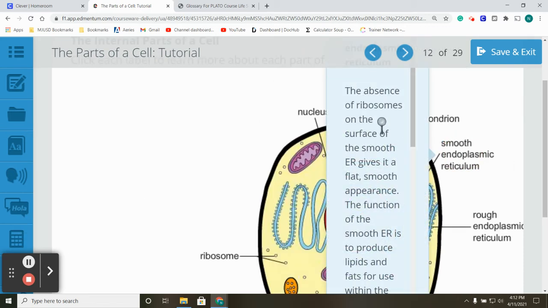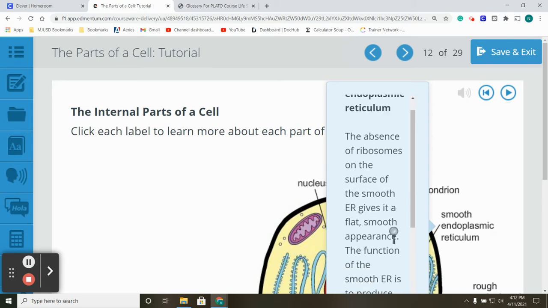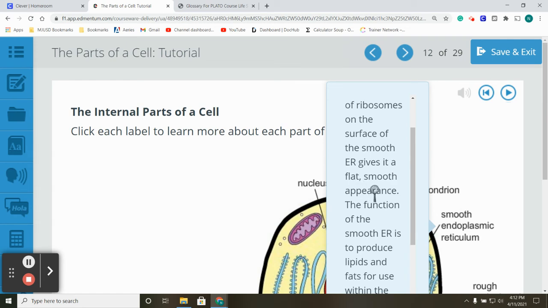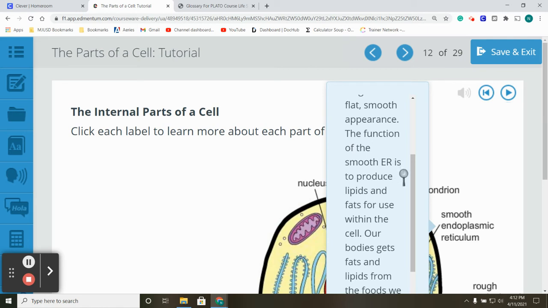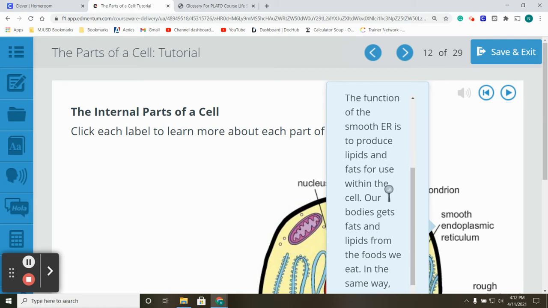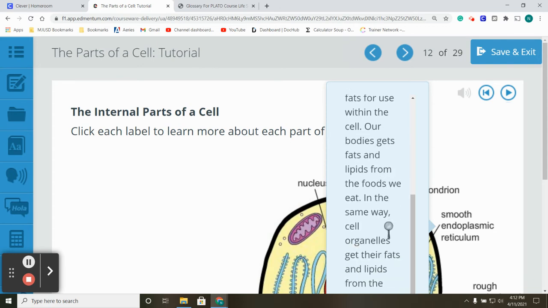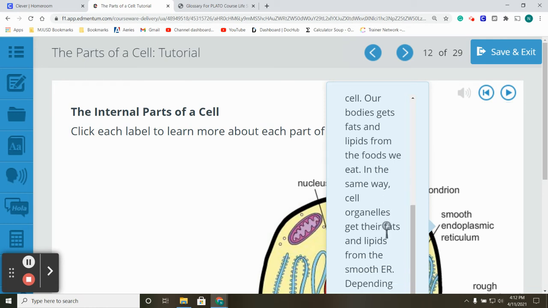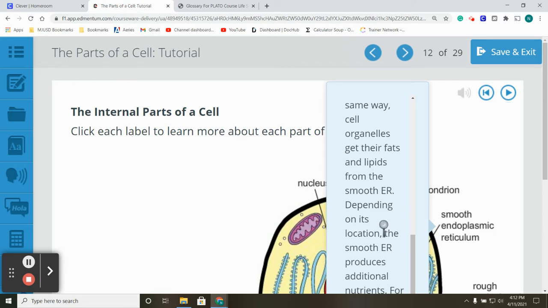Smooth endoplasmic reticulum. The absence of ribosomes on the surface of the smooth ER gives it a flat, smooth appearance. The function of the smooth ER is to produce lipids and fats for use within the cell. Our bodies get fats and lipids from the foods we eat. In the same way, cell organelles get their fats and lipids from the smooth ER.